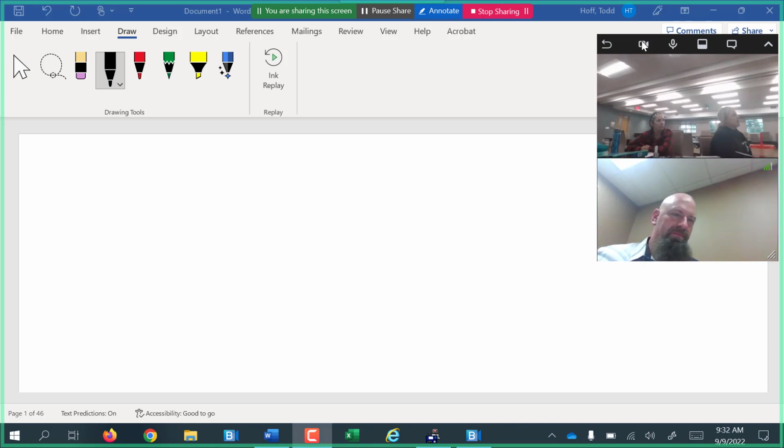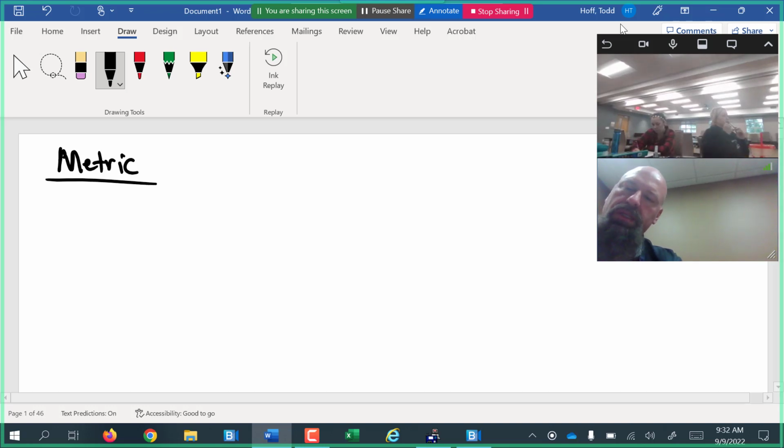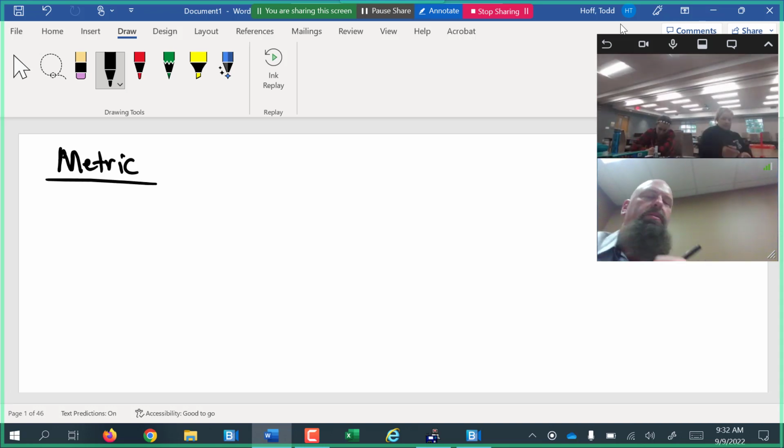Okay, so a couple of things we want to go over before we actually get into the dosage calculation, and that's our units of measurement in our measuring system, just to review to make sure we're on the same page. And we're going to start off with the metric system. And the metric system, it's all about the prefixes.